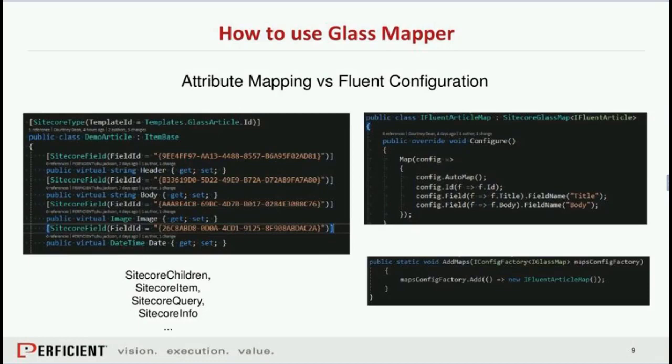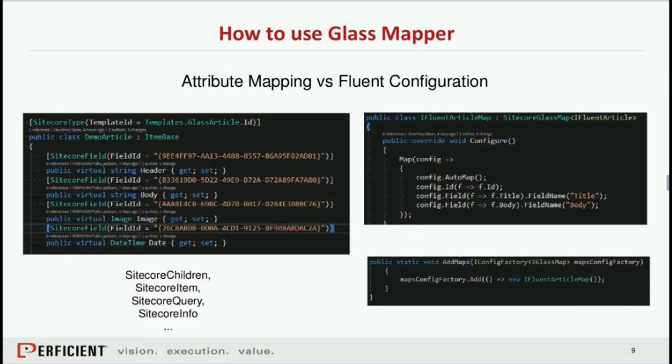On the left side is an example of attribute mapping. You can see we have Sitecore type template ID above the class name line and Sitecore type field ID above each field. Those are there to map the specific template and fields in Sitecore to your class and the properties in the class. You can also map relationships using Sitecore children, as Courtney just introduced, and also you can use Sitecore item to map to the item itself. Also, Courtney mentioned that. There is also Sitecore query to use queries for mapping, and also Sitecore info, which can map metadata such as item URL.